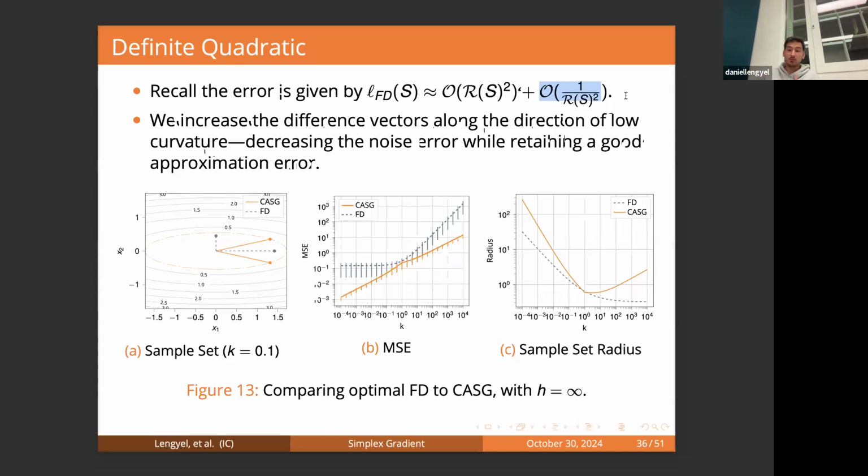Now, when you have a definite quadratic, you don't have any zero set lines anymore because you have positive eigenvalues for your Hessian. But you still have low curvature directions. There might still be a direction where the curvature is lower than in all the other directions. So you might think, I want to exploit that insight and align my sample set points along that curvature direction, where again the gradient changes the least, and I can increase the length of the difference vectors to mitigate the noise error while not incurring more approximation error cost.